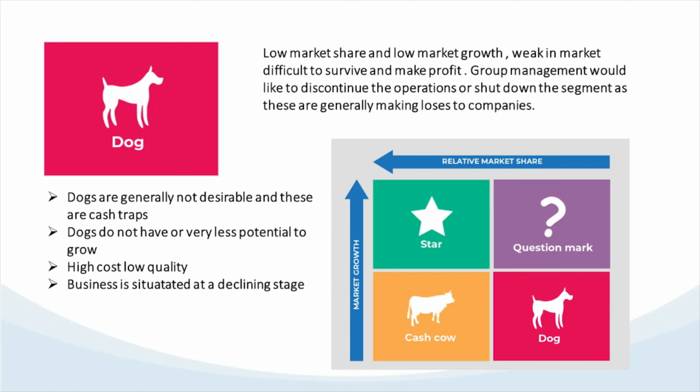You're not generating cash, you're not making sales, you're not doing well in any way. There is no growth in the market, you don't have any share. The group management would usually like to discontinue the operation or shut down the segment, as these are generally making losses to the company or the group as a whole. Dogs are generally not desirable and these are cash traps.